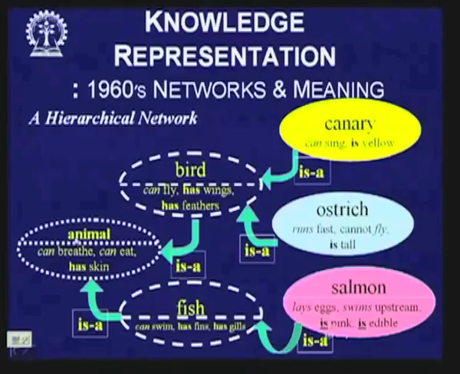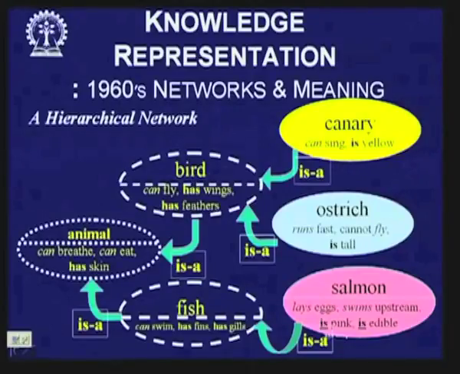Now, look at these parts. This concept animal is associated with some properties like can breathe, can eat, has skin. Now, this can and has are different attributes of this concept animal. Similarly, bird has got some additional attributes: can fly, has wings. I cannot say that all animals have wings because all animals will not have wings, but bird can fly, has wings, has feathers. Similarly, if we look at this concept fish, we have got some additional attributes like can swim, has fins, has gills, etc. And fish is a animal.